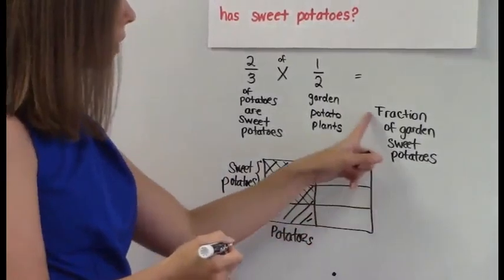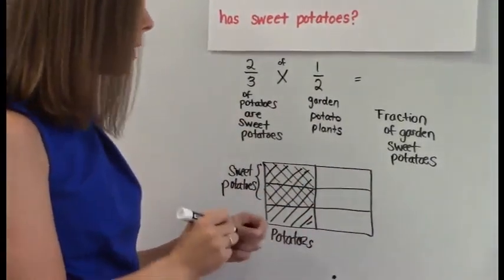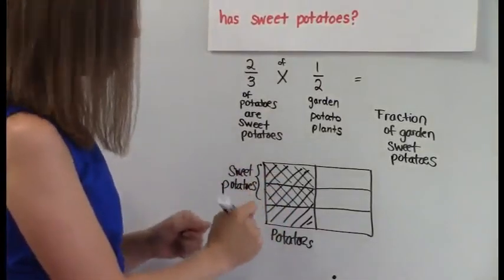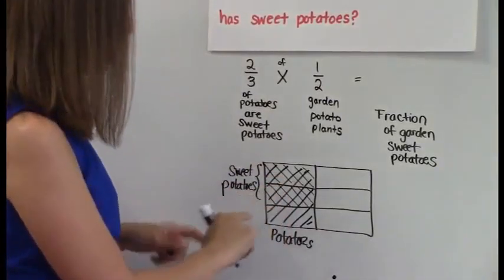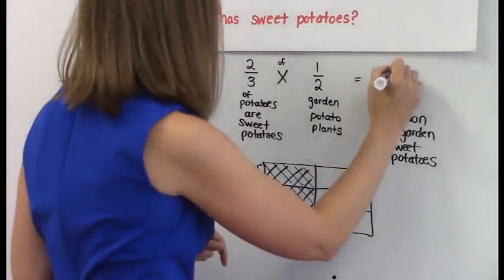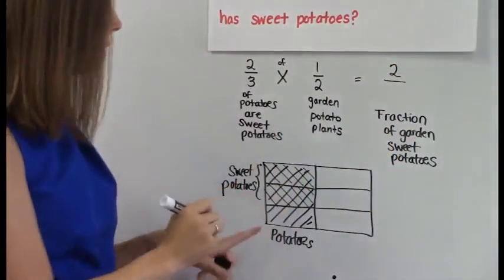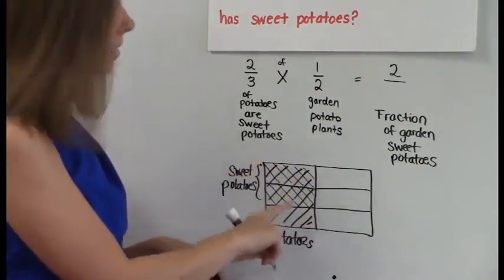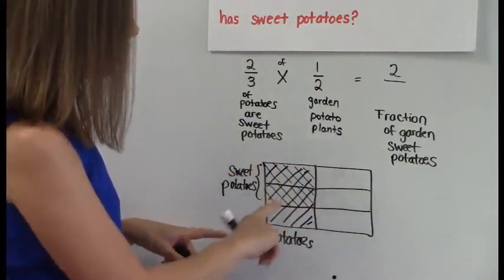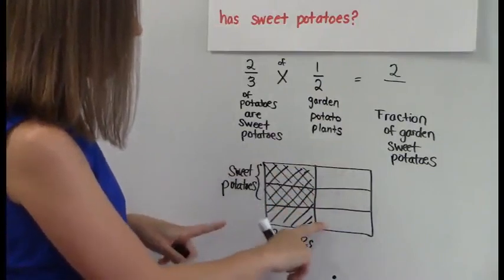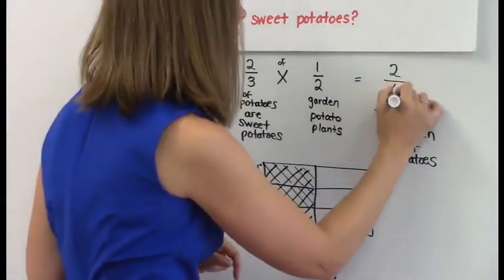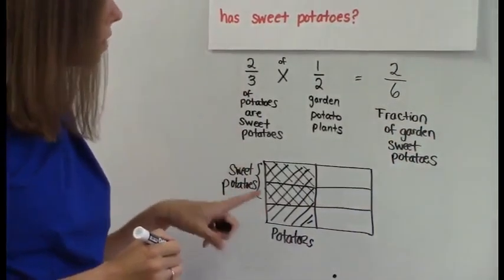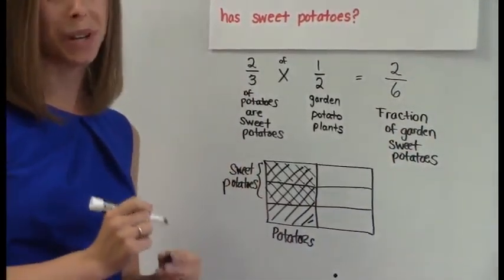So now I need to look for the fraction of the total garden that is sweet potatoes. I see that there are 2 sections that are shaded in both directions. So I'm going to make 2 the numerator of the fraction. Then I'm going to count the total number of pieces in the entire garden. 1, 2, 3, 4, 5, 6. And that's going to be our denominator. So 2/6 of the garden is planted in sweet potatoes.